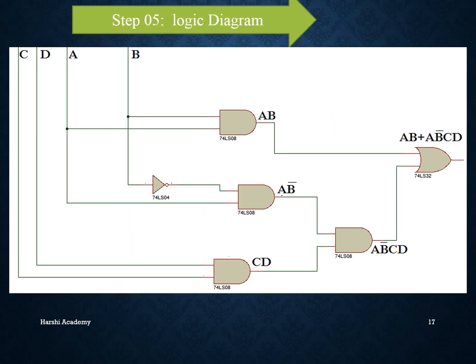Then we can draw the logic diagram like this. A B C D are inputs. This is the output. Here the 74LS08 is the AND gate. This is the NOT gate, 74LS04. Here the OR gate is 74LS32. Keep in mind the number of gates; you need to remember it when you do the practicals.